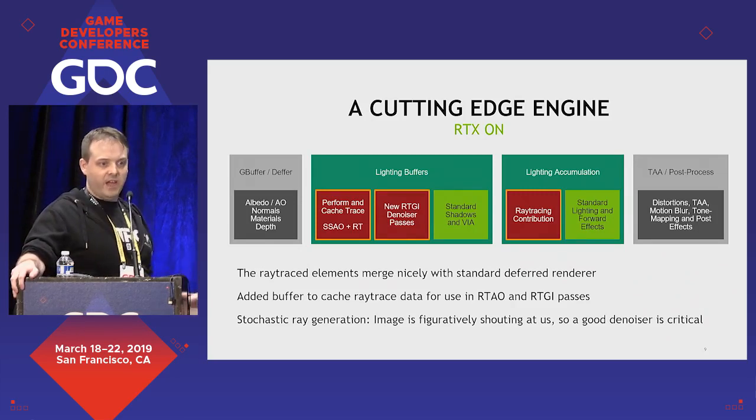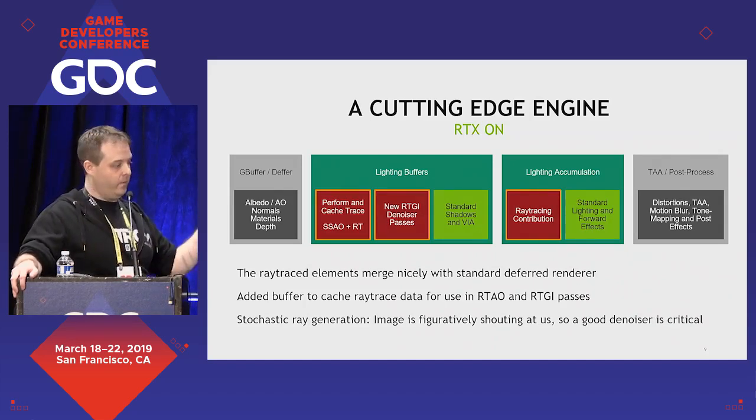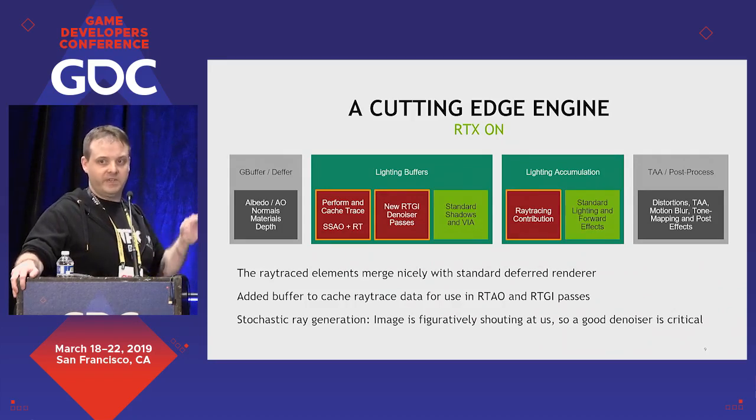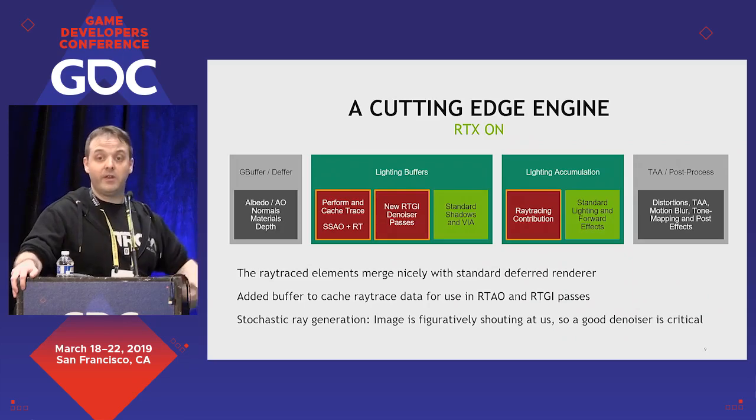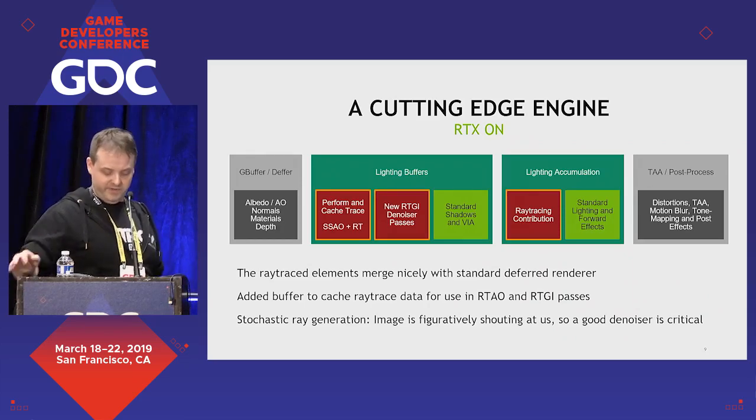Later on in the lighting accumulation, we still have a very similar process to where we had it before, where we once upon a time did a regular light for the sun. Well, now we accumulate our ray tracing data along with analytical lights and various effects, and from then on it returns very much to the normal flow of a deferred renderer.